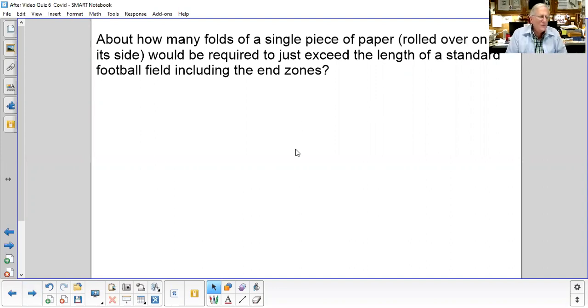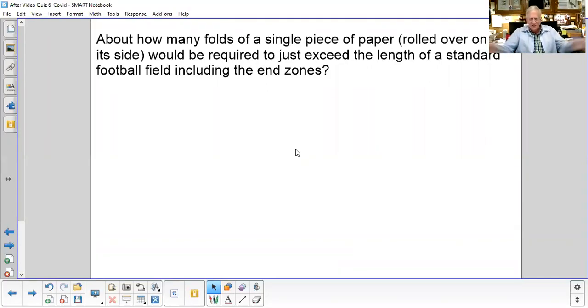About how many folds of a single piece of paper rolled over on the sides? In other words, after we folded it and it's a big stack like this, we're going to roll it over. How many folds of a huge piece of paper would be required to just exceed the length of a standard football field? Whoa. How long is a standard football field? We're going to make this stack and then we're going to roll it over.